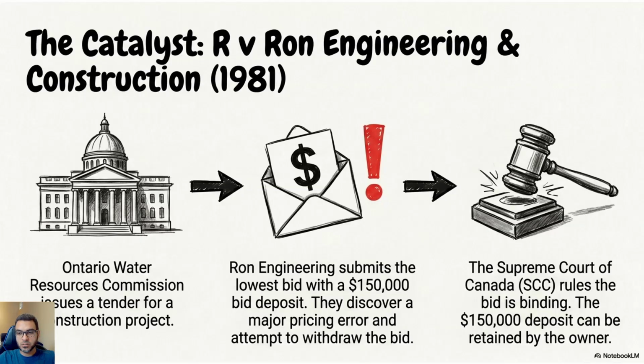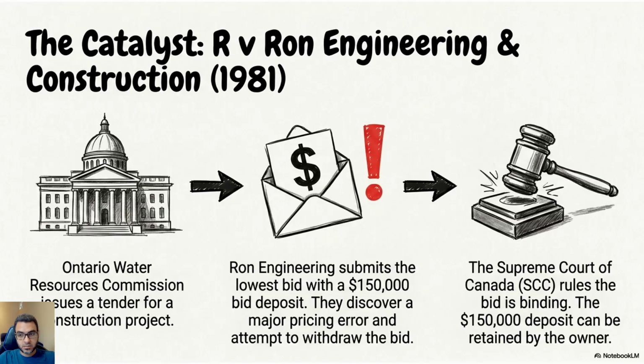The first case was in 1981. Ontario Water Resources Commission issued a call for tenders for a construction project. Ron Engineering submitted the lowest bid with a $150K bid deposit. After that, they realized that they made an error in the pricing of their tender. So Ron Engineering attempted to withdraw their proposal and accordingly withdraw the deposit.